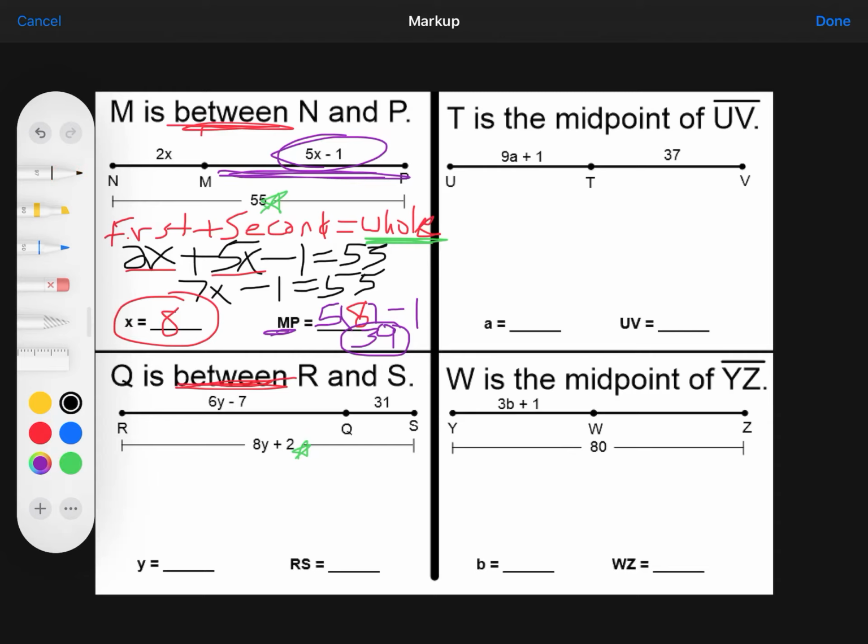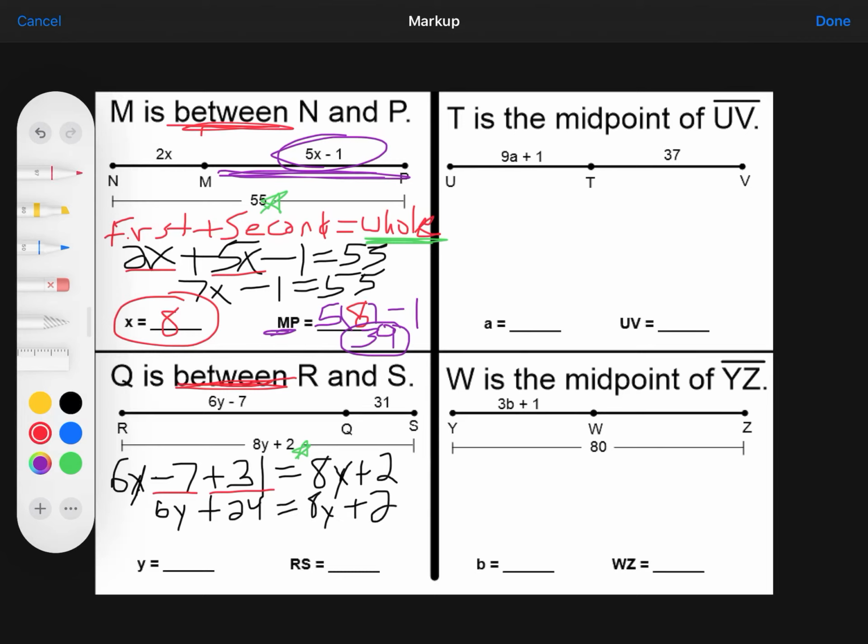The first part of the picture is 6y minus 7. What's the second part of the picture? The second part of the picture is the part on the right. 6y minus 7 is the small part on the left. 31 is the small part on the right. And 8y plus 2 is the whole thing. Combine like terms together. Negative 7 plus 31 is 24.